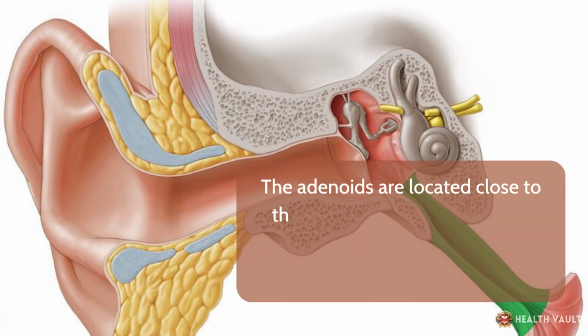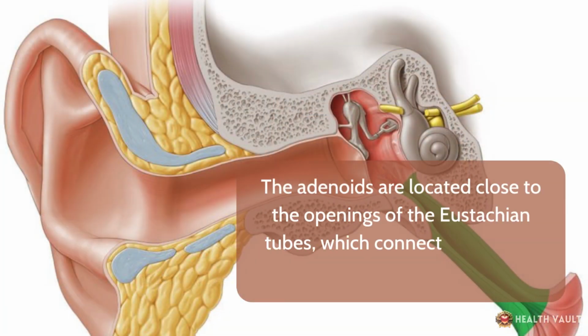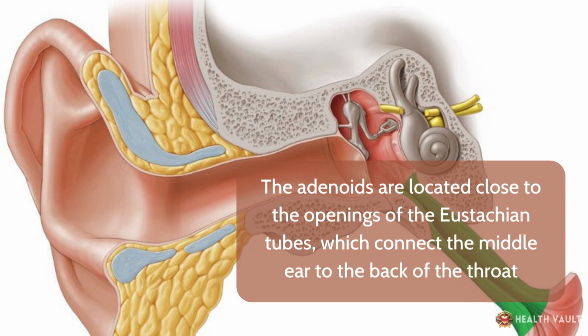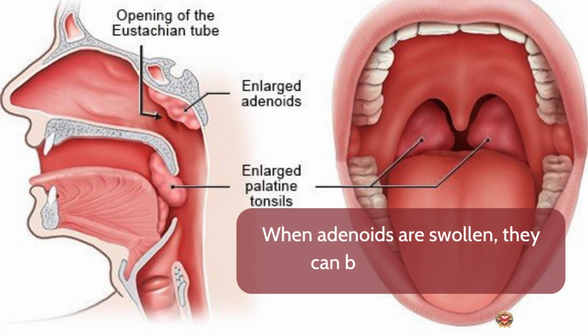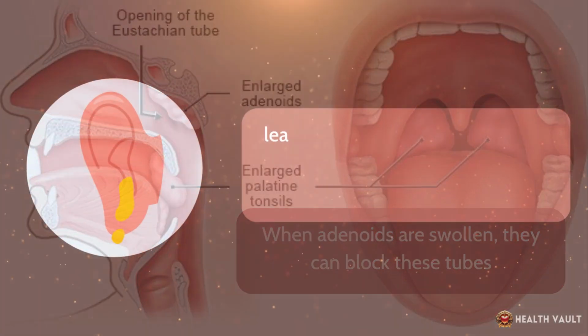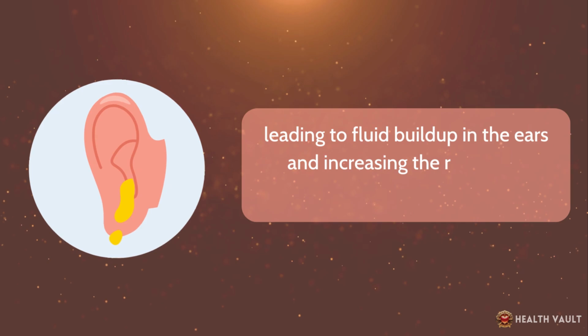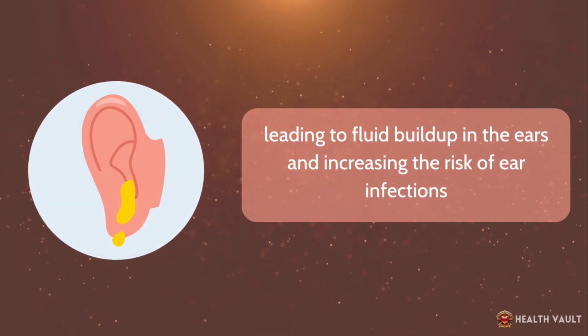The adenoids are located close to the openings of the eustachian tubes, which connect the middle ear to the back of the throat. When adenoids are swollen, they can block these tubes, leading to fluid buildup in the ears and increasing the risk of ear infections.